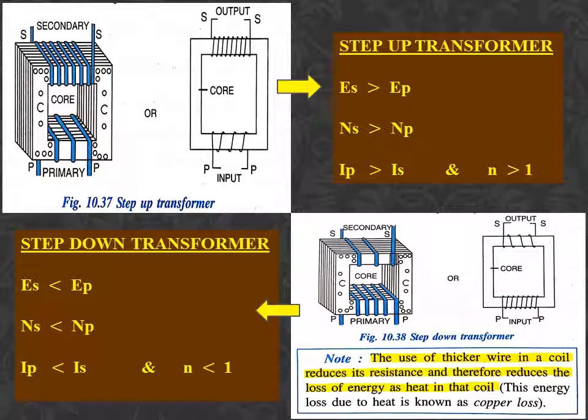The use of thicker wire in a coil reduces its resistance. Why? The thickness is inversely proportional to the resistance. Okay, thicker the wire, less is the resistance. So therefore it reduces the loss of energy as heat in that coil.